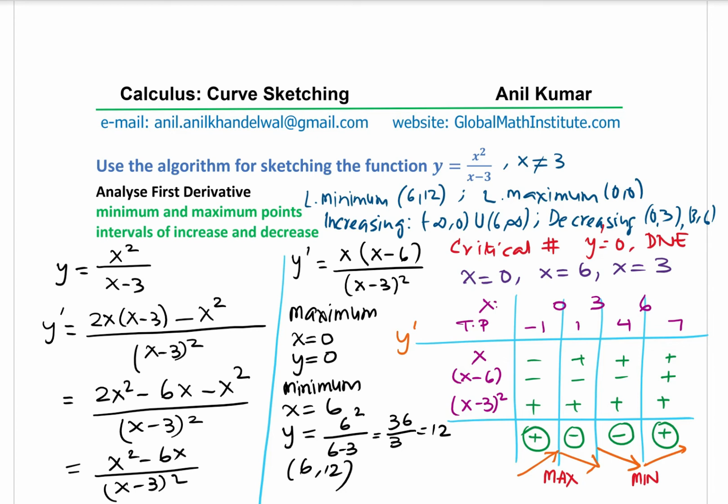So we have a minimum value, we have a maximum value, which is at x0 and y0, and we have also found increasing and decreasing intervals. Let me highlight here itself. Does that make sense to you? Correct? And we also know what our first derivative is, which is given right here. So we're going to use the first derivative from here to find the second derivative. So it is x squared minus 6x divided by (x minus 3) whole squared.